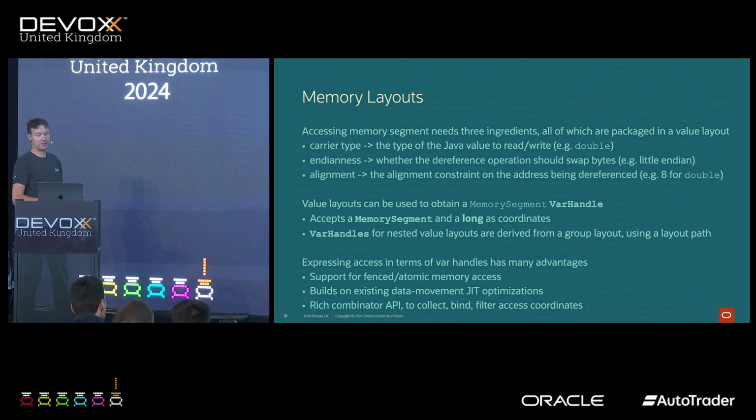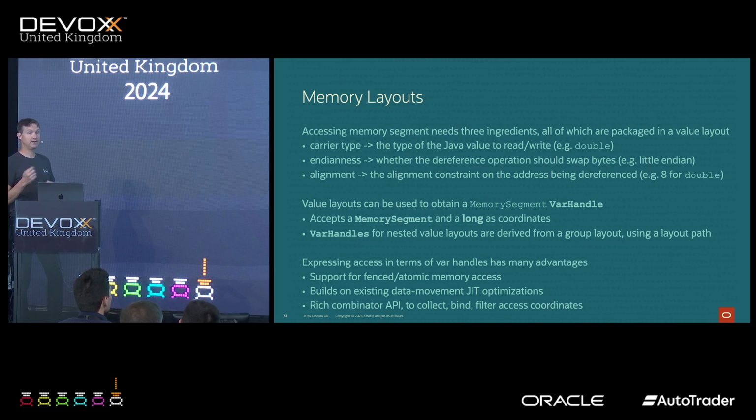Eventually, a struct will come down to something called a value layout. And a value layout, for example, something that models an int or a double, has a carrier type. So the corresponding type for a Java double is, of course, a double, and for a Java int it is an int. So that's the carrier type. It also has an endianness, because different platforms have different endianness. For most platforms you might have little endian, but there are also some that have big endian, and also for some protocols, like network order, it is big endian.